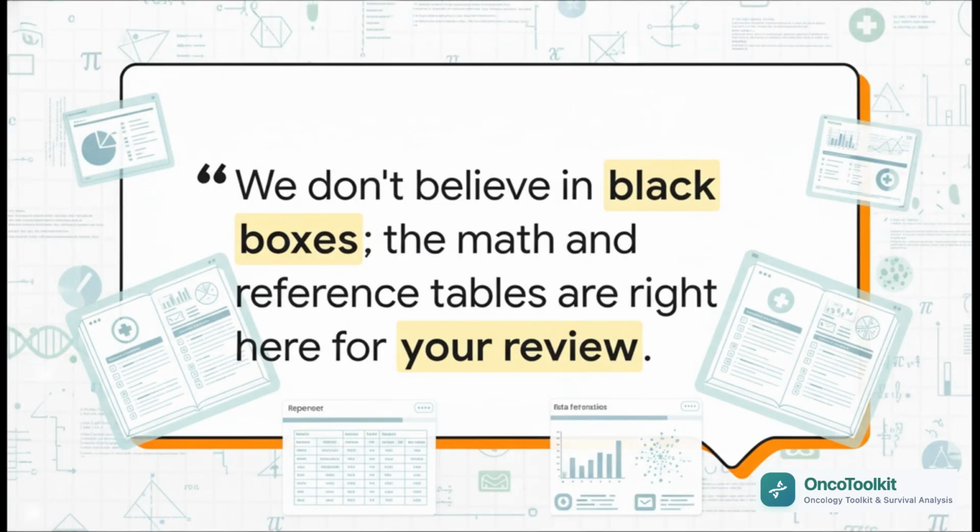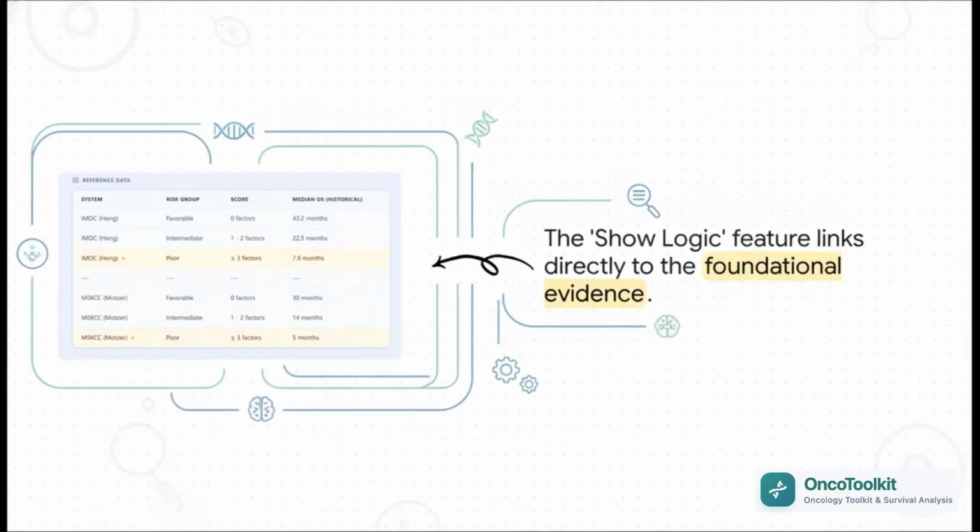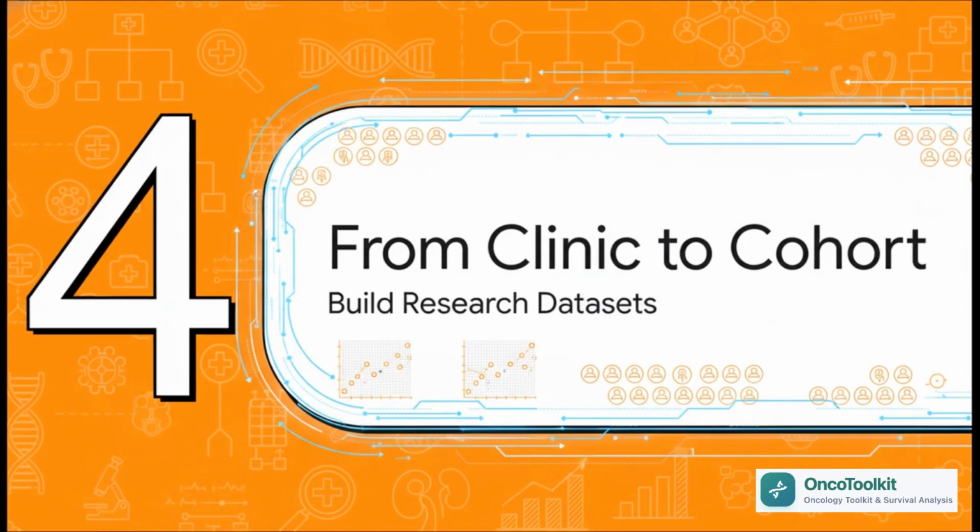But how can you actually trust the numbers coming out of the machine? This part is absolutely crucial. We don't believe in black boxes. The math and the reference tables are right there for your review. So when you click Show Logic, it reveals the exact data underpinning the calculation. It links you right back to that reference table we just looked at. This makes the entire process completely transparent and proves that the output is directly traceable to the original studies from Heng and Motzer.